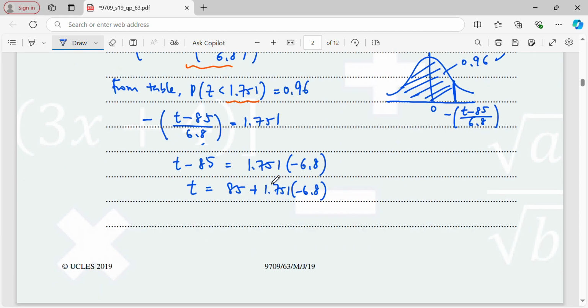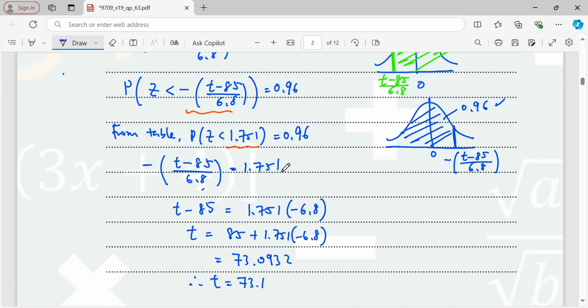Okay, then from here you will be getting 73.0932. So the value correct to three significant figures is basically t equals 73.1. So done for this calculation.